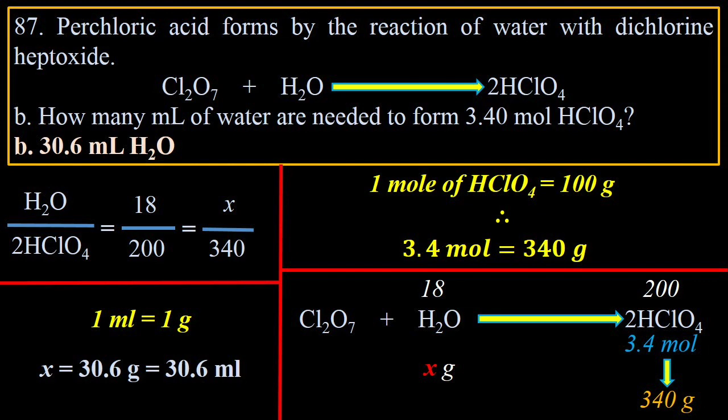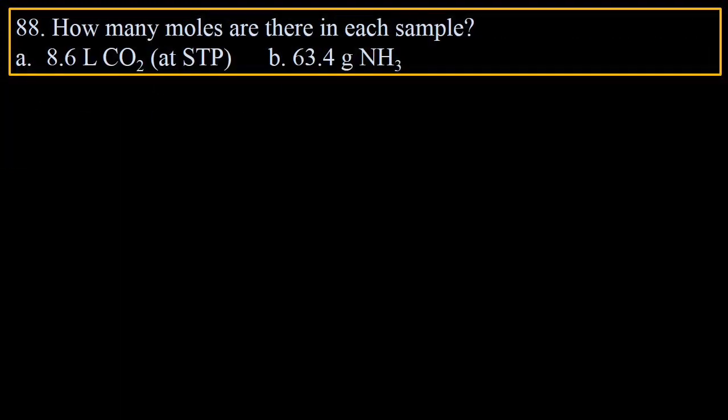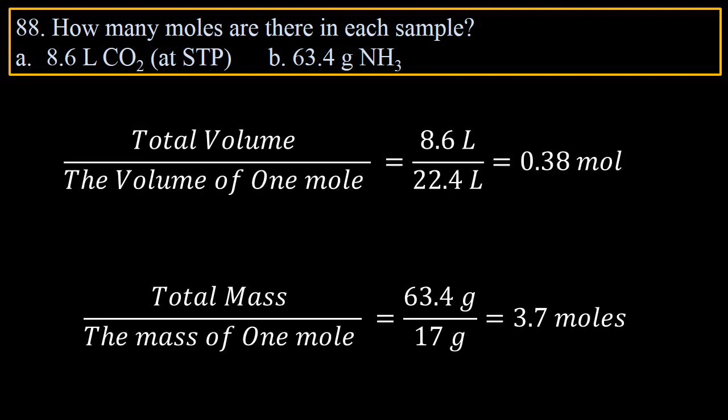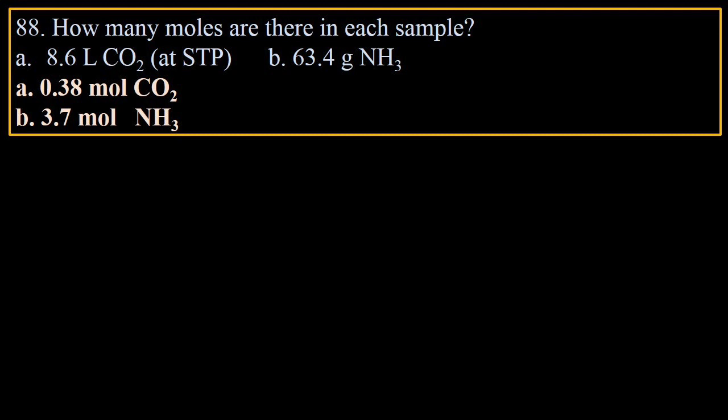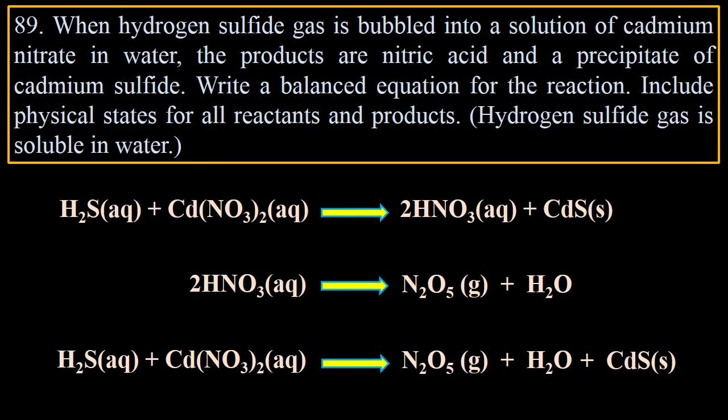Okay, next. We're almost finished. How many moles are there in each sample? 8.6 liters of carbon dioxide at STP. So 8.6 divided by 22.4 is 0.38 moles. 63.4 divided by 17 is 3.7 moles of ammonia in 63.4 grams of ammonia. We're doing this very quickly. And then here are the problems. Let's do these one at a time.